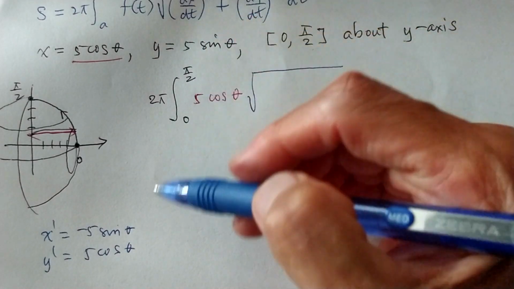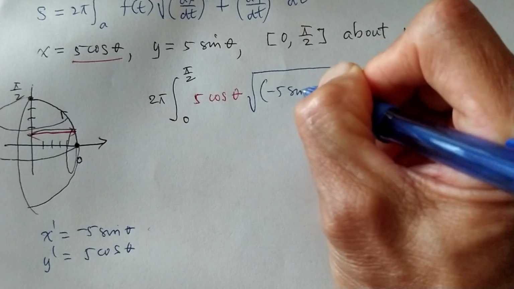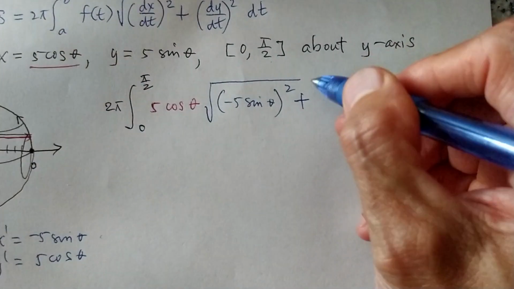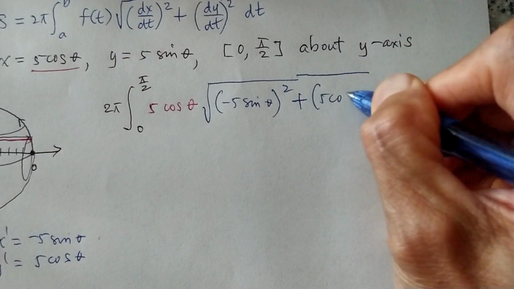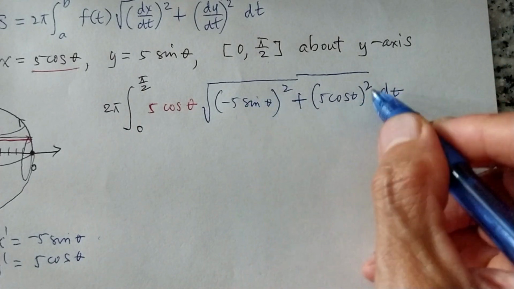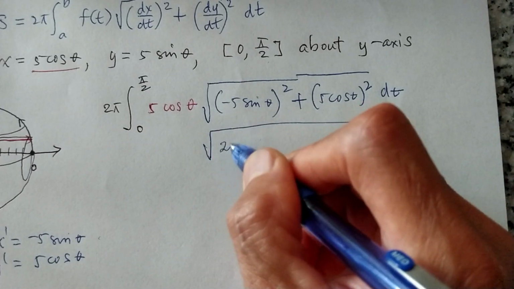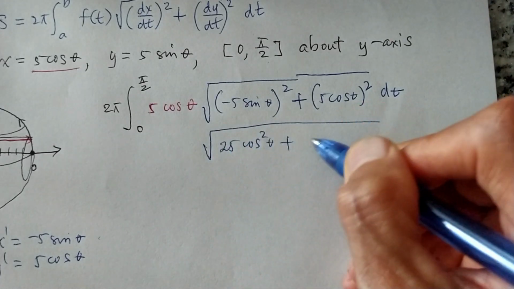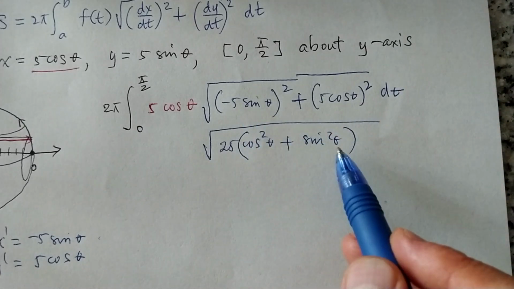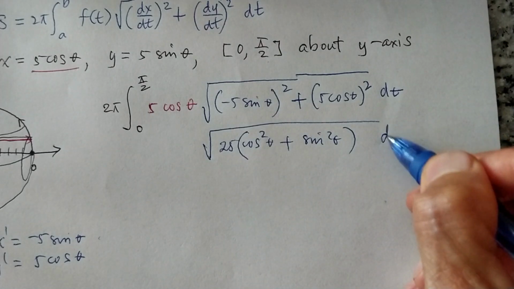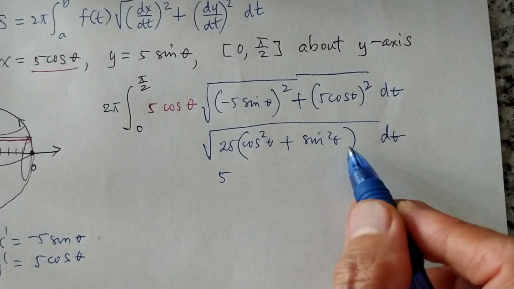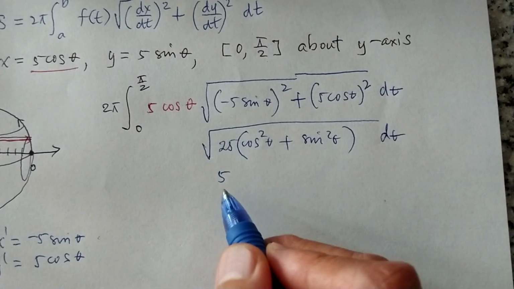So that's what we will put here. dx d theta is negative 5 sine theta squared, and dy d theta is 5 cosine theta squared, d theta. Simplifying our integral, this part here will become 25 times cosine squared theta plus sine squared theta. So cosine squared and sine squared, we factor out 25. That will simplify to just 5, because cosine squared theta plus sine squared theta is 1, and the square root of 25 is 5.